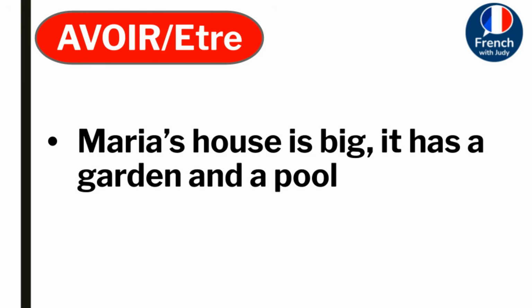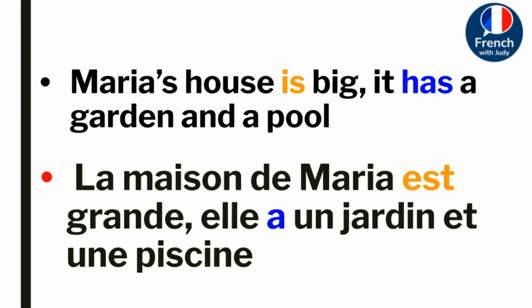Now how would you say, Maria's house is big, it has a garden and a pool? Feel free to pause the video and take your time to think about the answer. Perfect. La maison de Maria est grande. Elle a un jardin et une piscine.